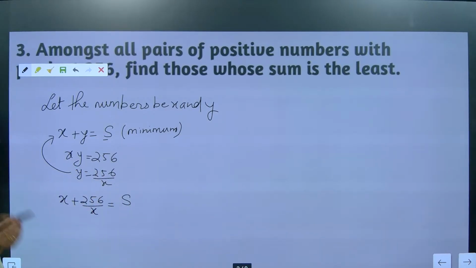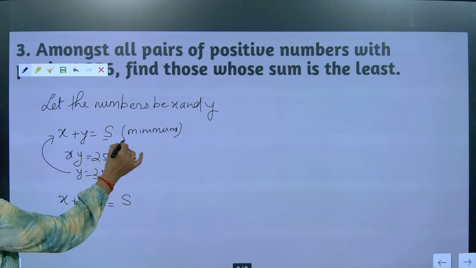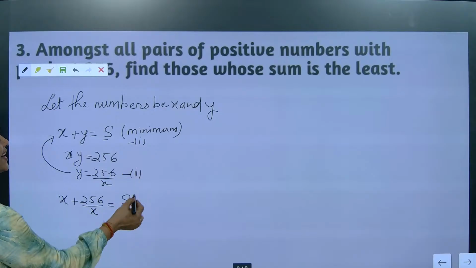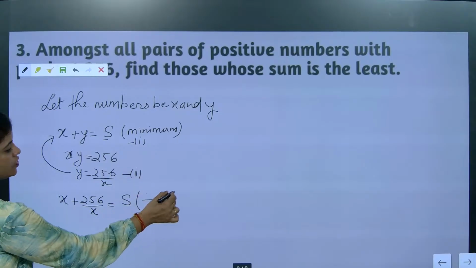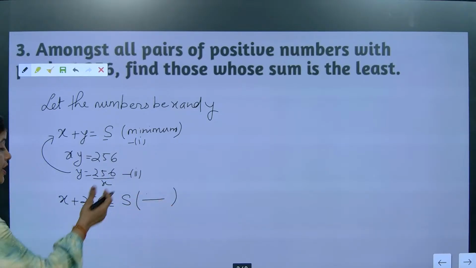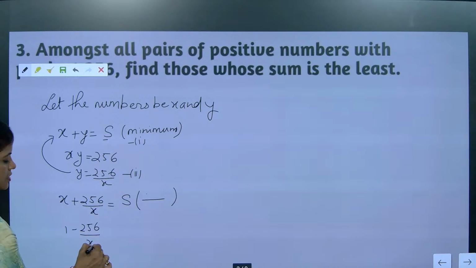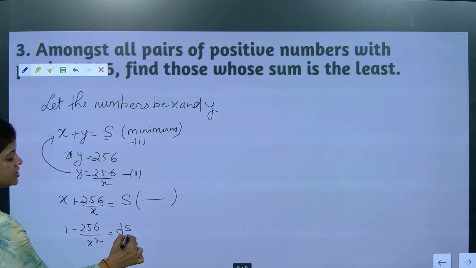Now we will differentiate again, same rule. Don't change any rule. Once you are getting the equation, don't change any rule. This is equation 1 and this part will be equation 2. Substituting equation 1 in equation 2 and differentiating, this value will become 1 and differentiation of 256 by x is minus 256 by x square. And here it is coming as dS by dx.